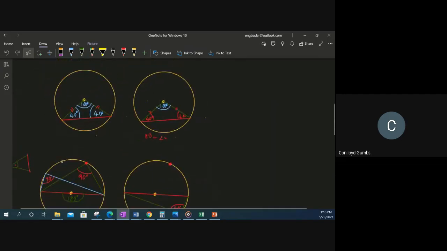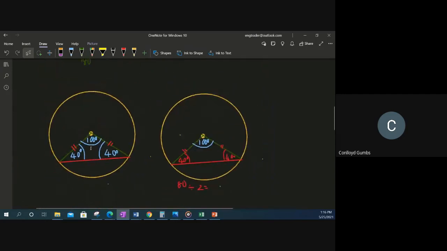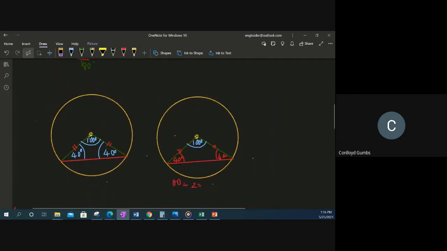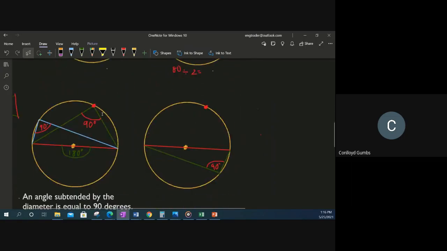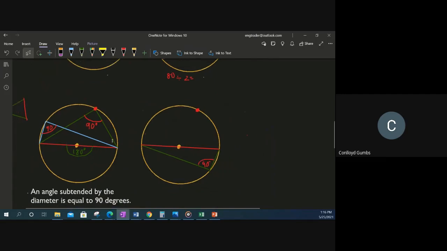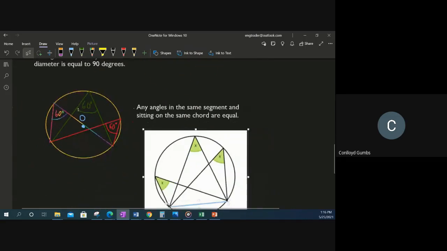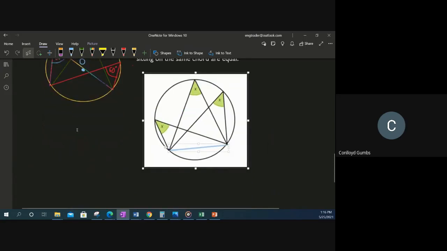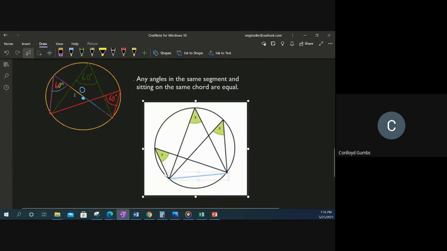So we have the isosceles triangle. Once we have this here, we know that's the isosceles triangle situation. We know what this here is once it's sitting on the diameter: it's 90 degrees. And then the next one is once we have all the angles sitting on the same chord, we know that they are the same angles.